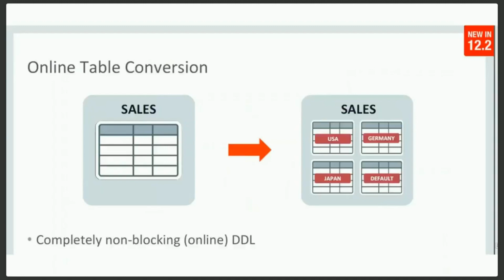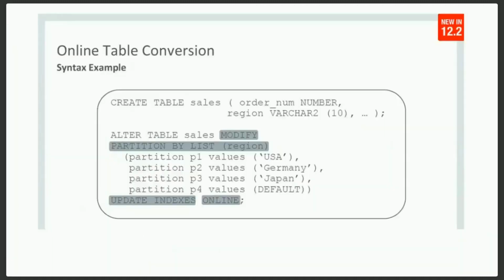I think one of the great features of 12.2, and this feature might really benefit a lot of people, is the online conversion of a non-partitioned table to a partitioned table. Doing this early on, we had to take an outage, and it was not a straightforward operation to convert our table from non-partitioned to partitioned. Now it's totally online. It doesn't block any kind of DDL operations on the table, as well as any kind of DML operations on the table. So my table is being converted from a non-partitioned table, in this case, to a list partitioned table, and it's happening online.